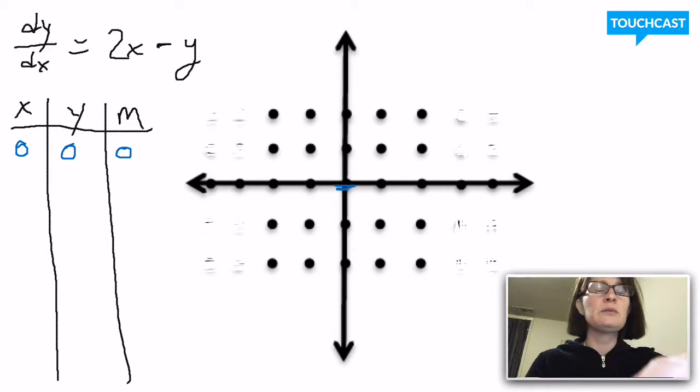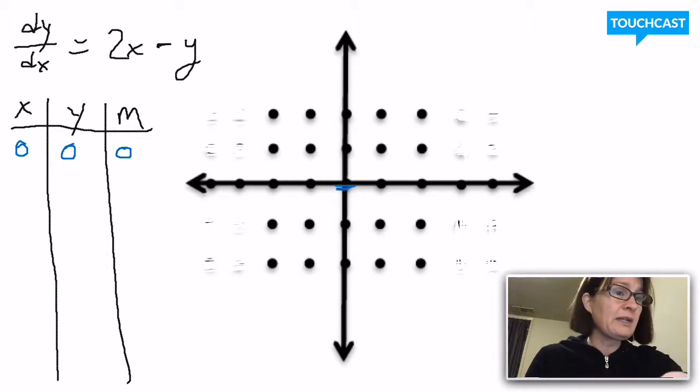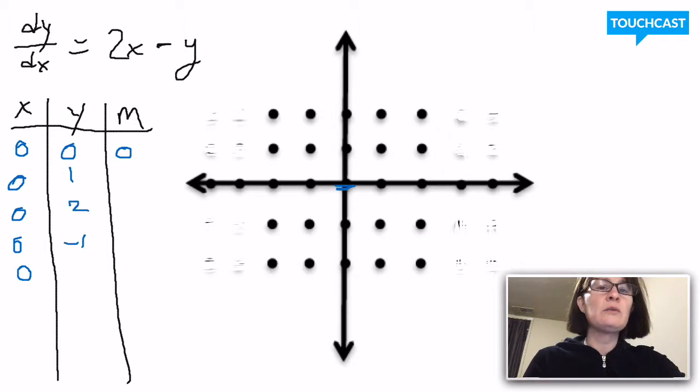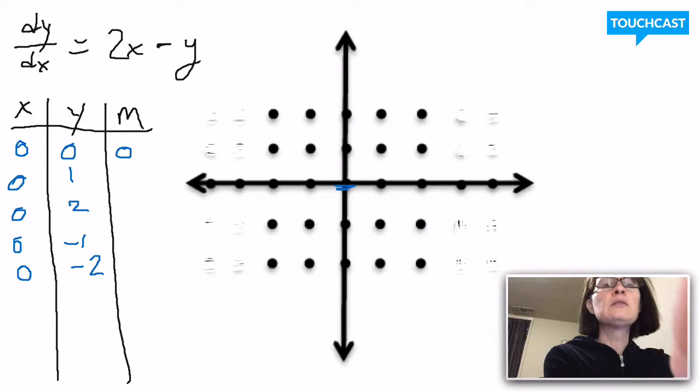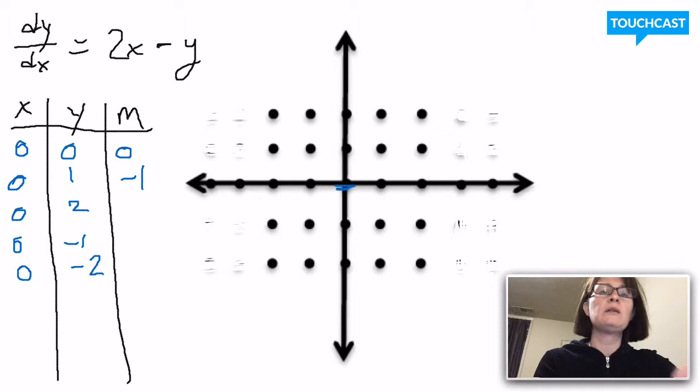What's the best way to do this? You just have to organize this chart however it's going to work for you. Maybe I'll do all the ones where x is 0. When x is 0, y could be 1 or 2 or -1 or -2. When x is 0 and y is 1, I'm going to have 2 times 0 minus 1, which makes -1. When y is 2, I'm going to have 2 times 0 minus 2, so -2. These guys are going to be the opposite. When I plug in 0 for x, 2 times 0 minus -1 will be +1, and 2 times 0 minus -2 makes +2.